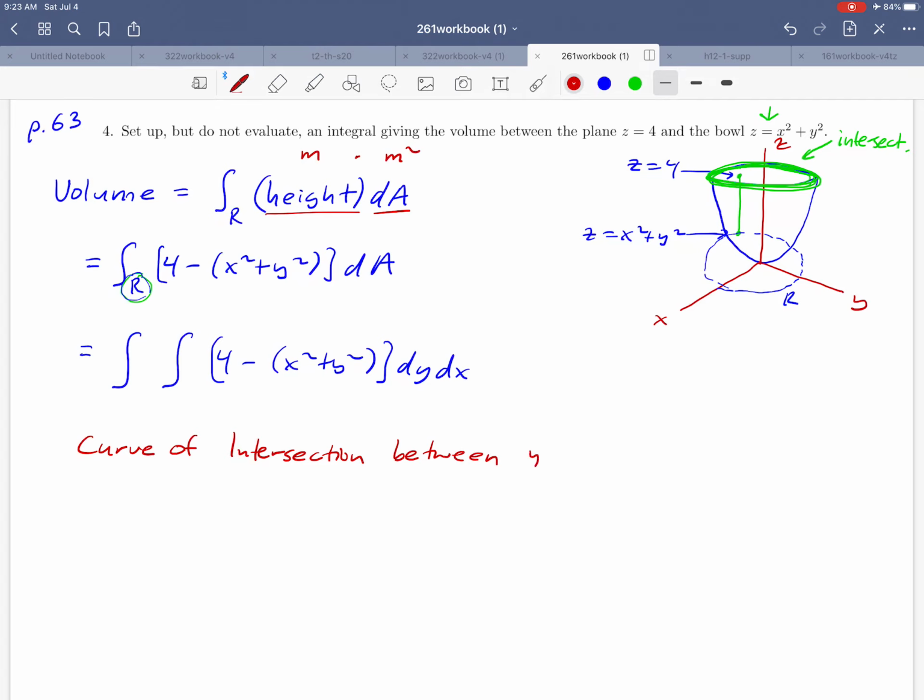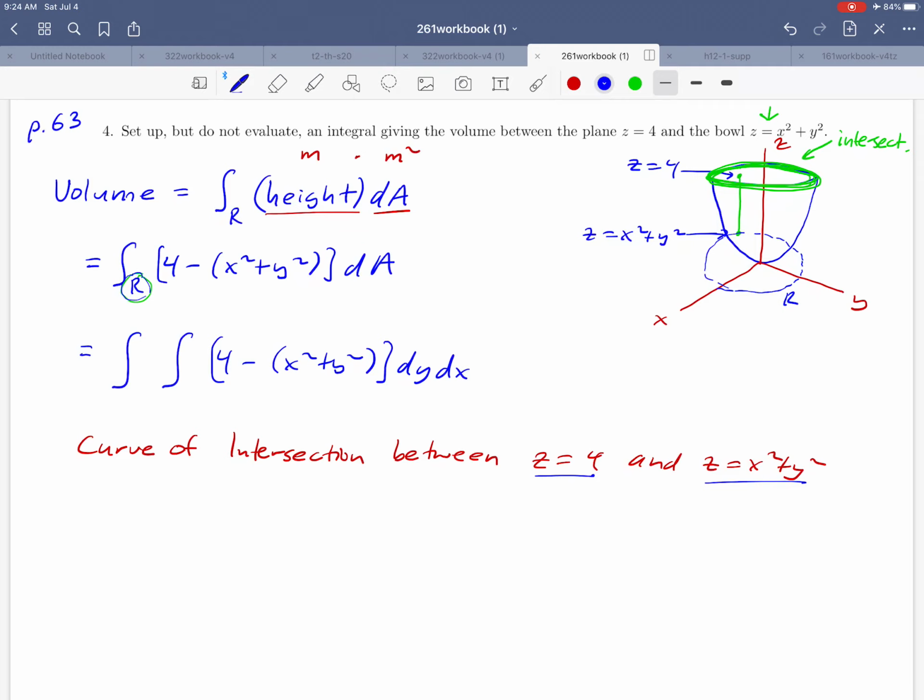Between z equals 4 and z equals x squared plus y squared. So think back to algebra for a second here. If you want to figure out where two curves or surfaces cross, what do you do algebraically? Generally, you set them equal to each other.